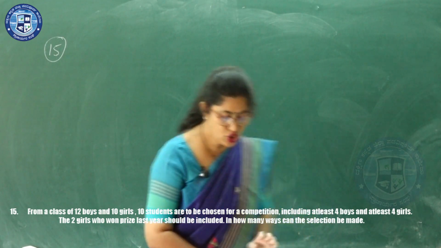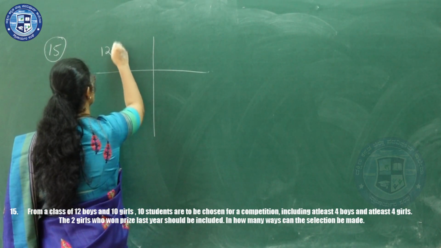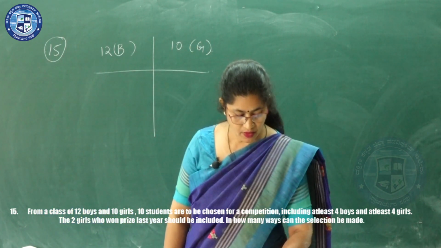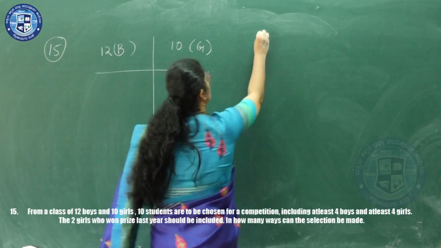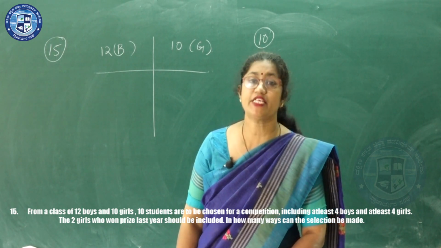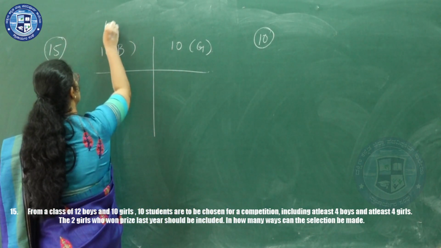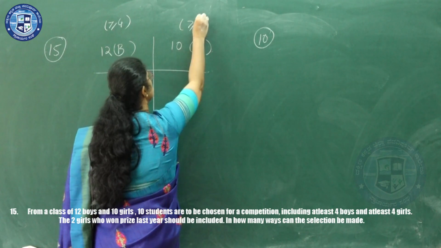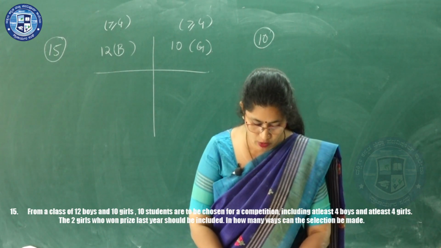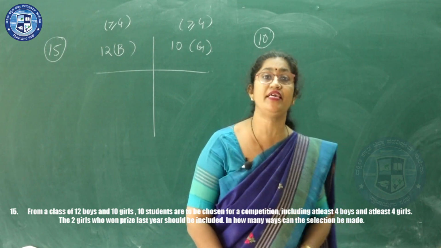Now what is given? Totally there are 12 boys and there are 10 girls. And totally you have to choose 10 students for a competition. Now what is the restriction? There should be at least 4 boys and there should be at least 4 girls. So this should be greater than or equal to 4 and this also should be greater than or equal to 4. The restrictions are not over, there is one more. And what is that? The 2 girls who won the prize last year must be included.